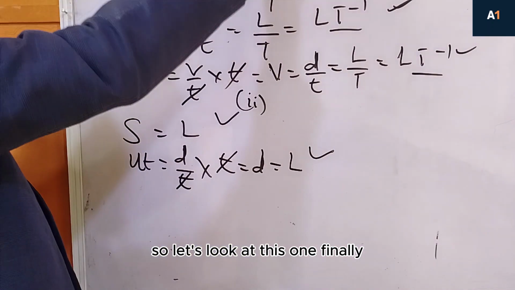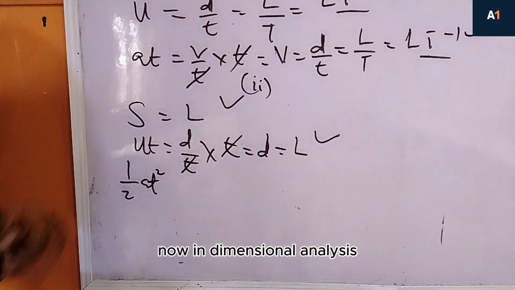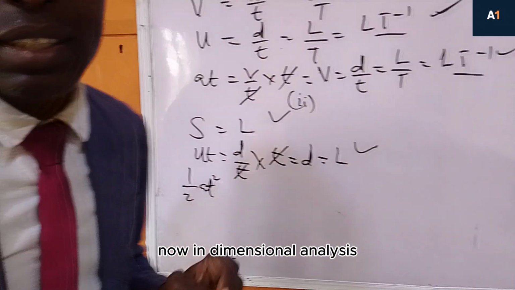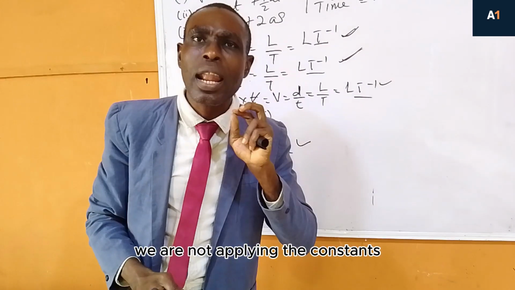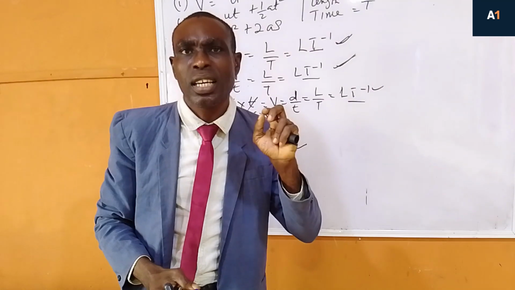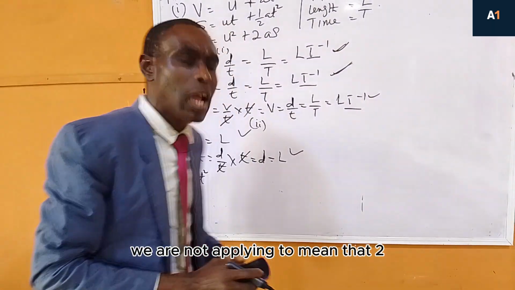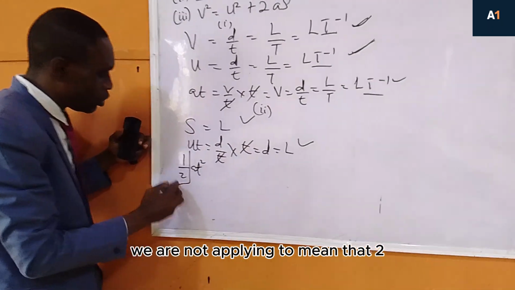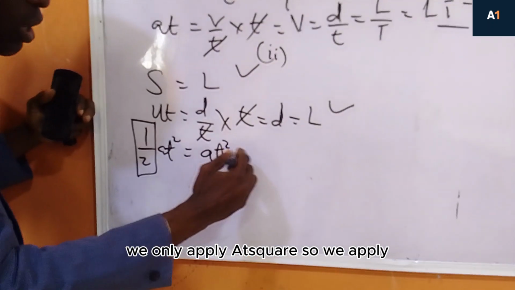So let's look at this one finally. We have half at squared. Now, in dimensional analysis, take note of this: we are not applying the constant. Any constant, whether 2, 3, 4, 5, any number, we do not apply. So the 1/2 is not applicable. We only apply at squared.